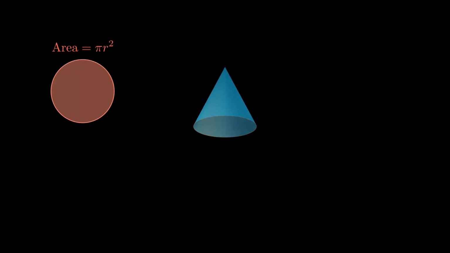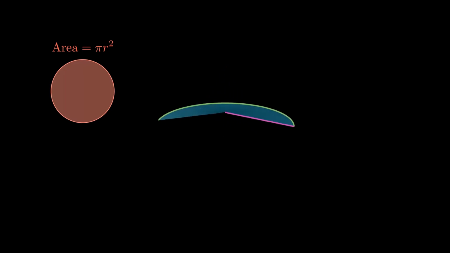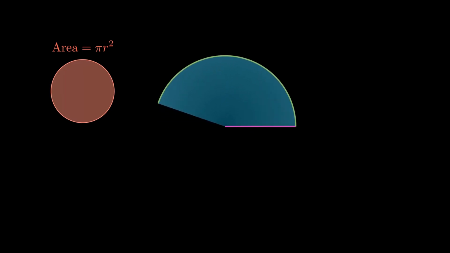We'll start with the easy one. The bottom of the cone is a circle, and its area, of course, is pi r squared. But now we're left with this party hat looking thing. What we're going to do with this party hat is cut it open and flatten it into this sector. Now, there are a few things to notice with this sector.